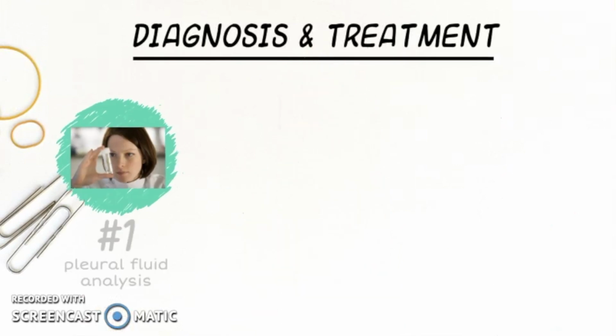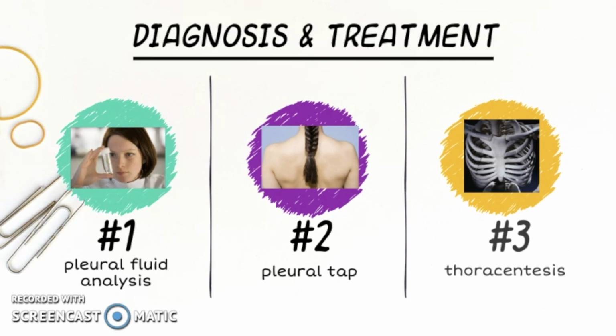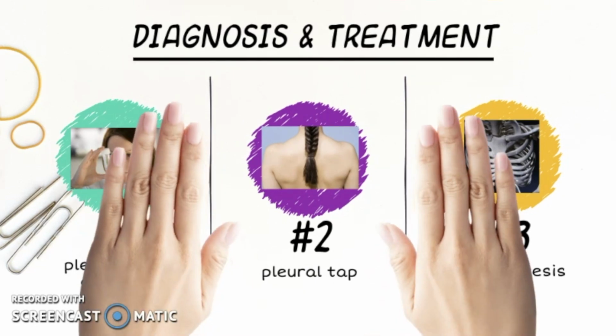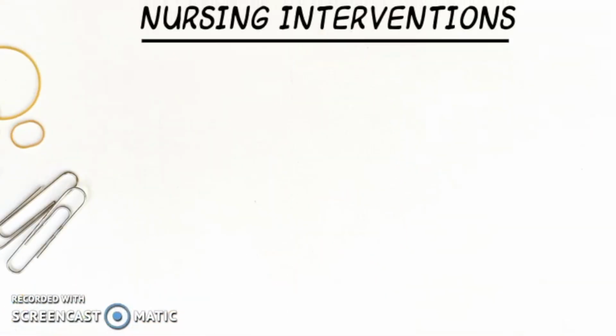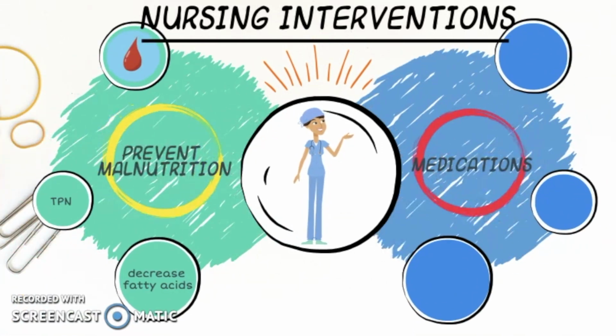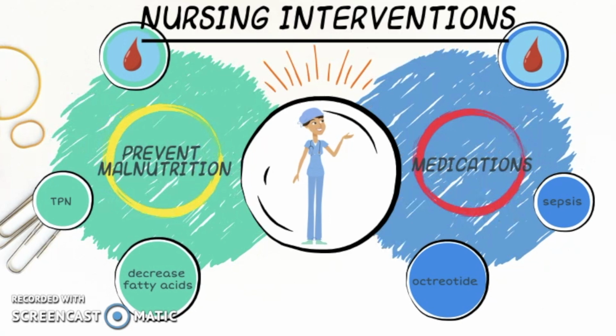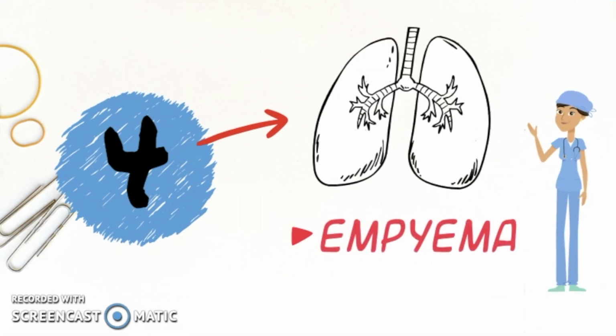Diagnosis includes pleural fluid analysis using either a pleural tap or thoracentesis to assess the fluid in the pleura. The main course of treatment is to immediately drain the fluid from the pleural cavity. Nursing interventions include preventing malnutrition through total parenteral nutrition and reducing the amount of fatty acid intake. It also includes providing medications such as octreotide, which decreases intestinal motility.